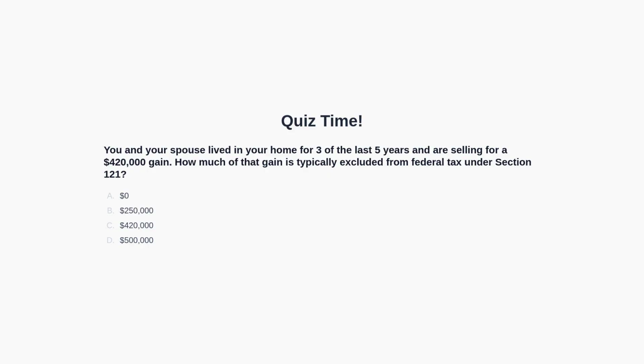Now, let's test your understanding. The question is, you and your spouse lived in your home for 3 of the last 5 years and are selling for a $420,000 gain. How much of that gain is typically excluded from federal tax under Section 121? Option A, $0. Option B, $250,000. Option C, $420,000. Option D, $500,000. You may pause the video now to think about the answer. We will discuss the answer in the next section of the video.